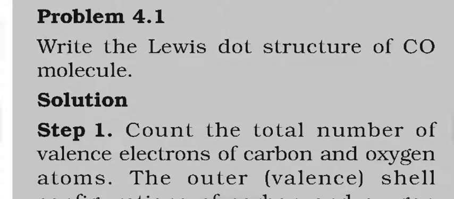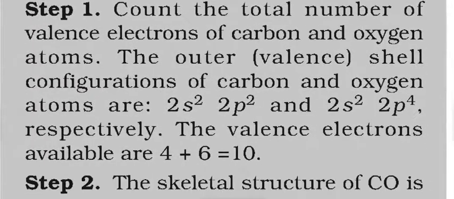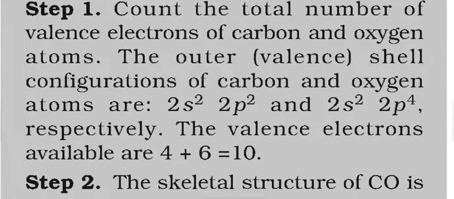If it carries a positive charge, then you have to subtract the given number from the total valence electrons, and if it carries a negative charge, then you have to add the number of electrons mentioned in the negative charge. So the first step is to find the total number of valence electrons, which is 10.